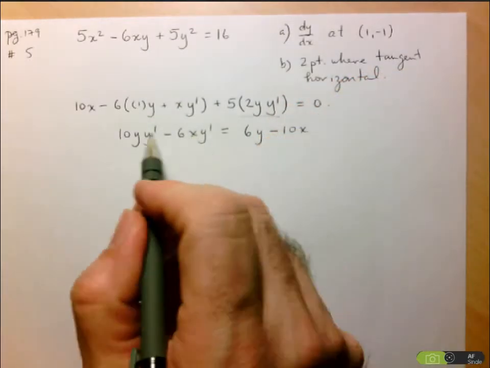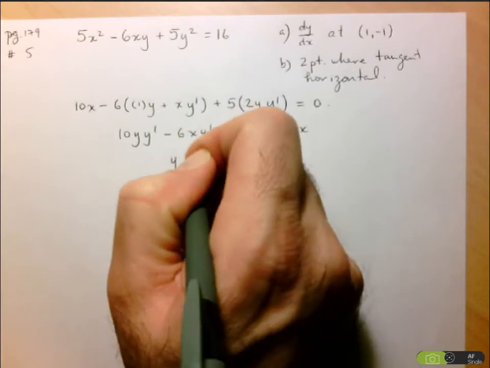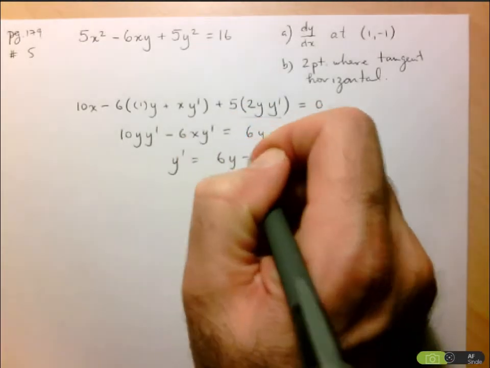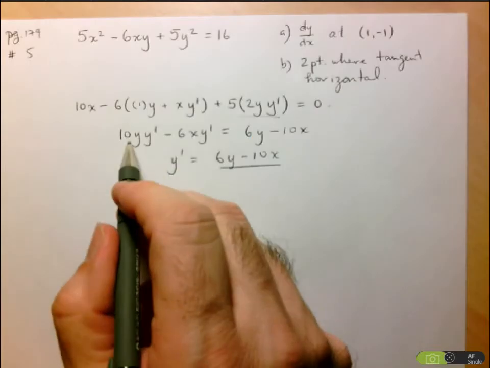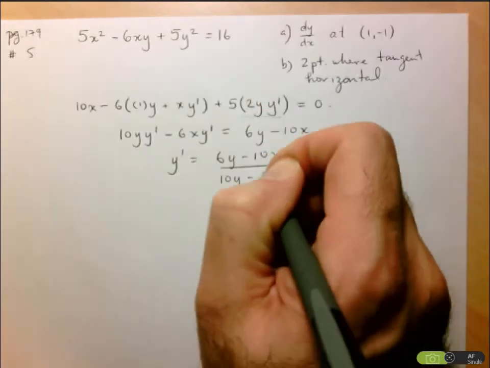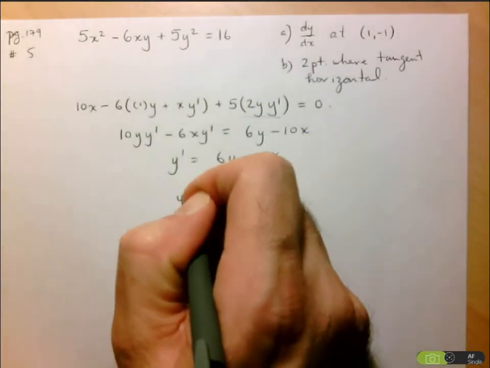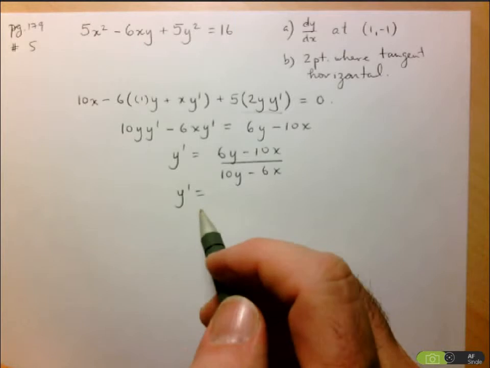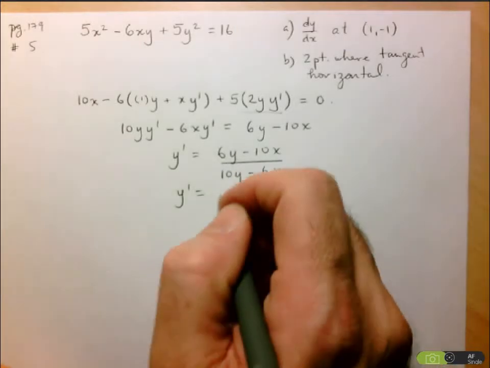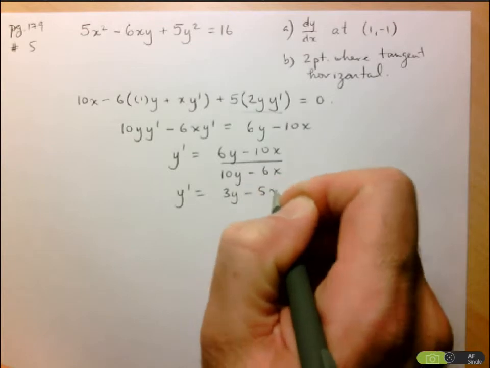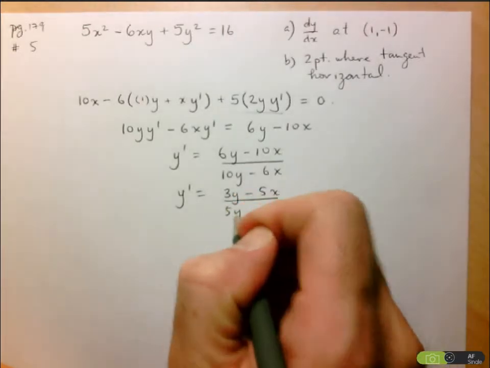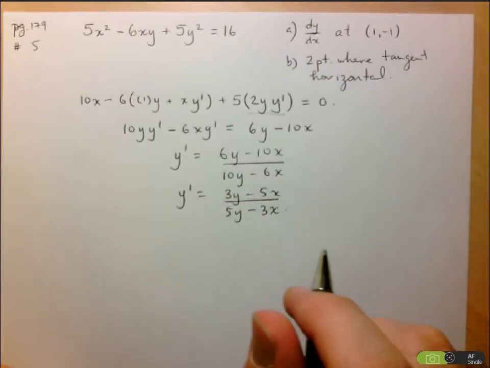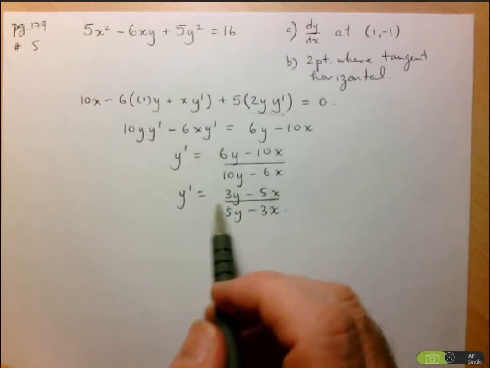Then here we would just factor out the y prime and divide the rest to the other side of the equation. So we're left with y prime equals (6y minus 10x) divided by (10y minus 6x). Let's simplify that by factoring out a 2 from both numerator and denominator. So in the numerator we're left with 3y minus 5x, and in the denominator 5y minus 3x. And of course, the 2s that we factor out just reduce themselves to 1. So we have the derivative.